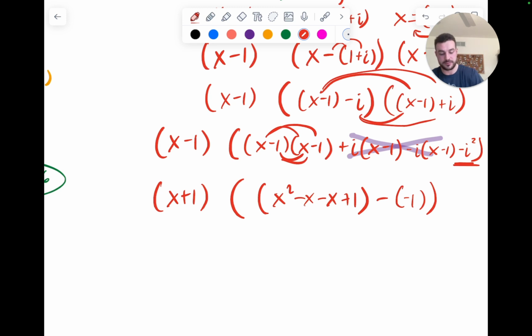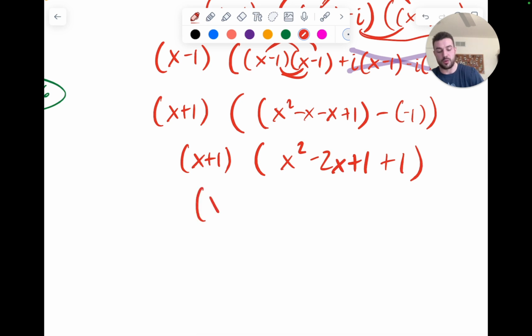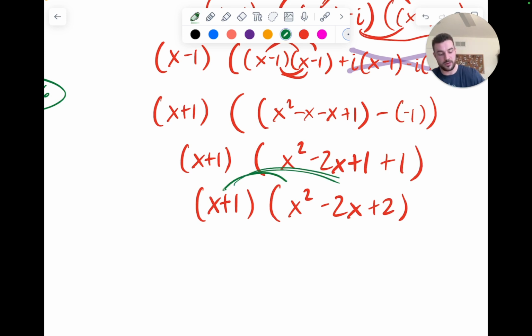and now I can simplify. x plus 1 in front. This is going to become an x squared minus 2x plus 1, and then I'll have minus a negative, which is a positive, and those will add. Simplify one more time to get x plus 1 times x squared minus 2x plus 2. And now I will distribute back out one more time. So x times x squared is x cubed, minus an x times a negative 2x is a negative 2x squared, and then x times 2 is a positive 2x.